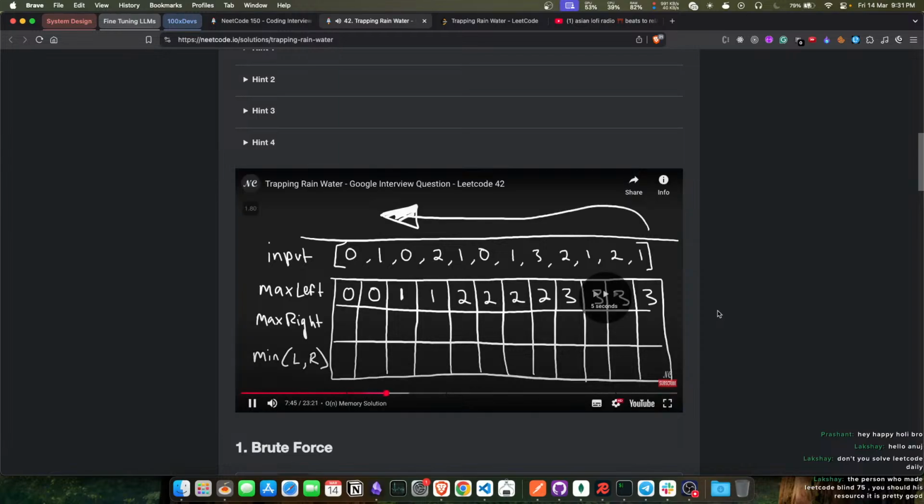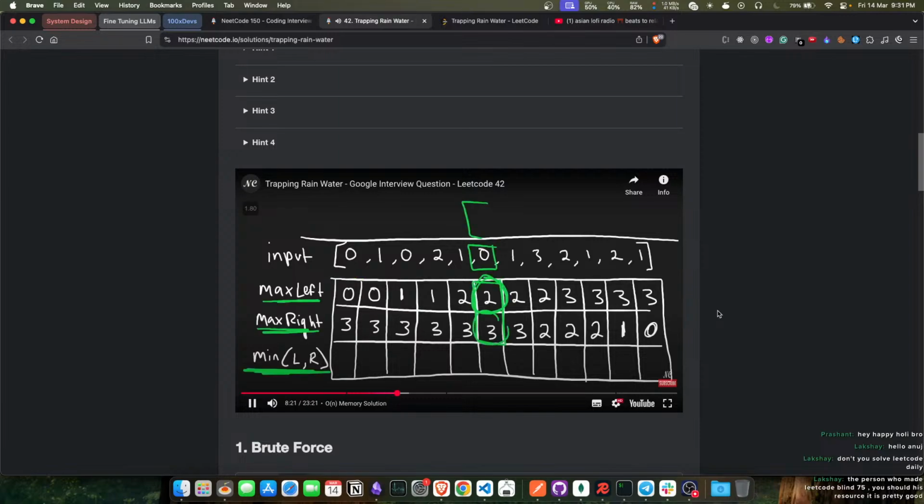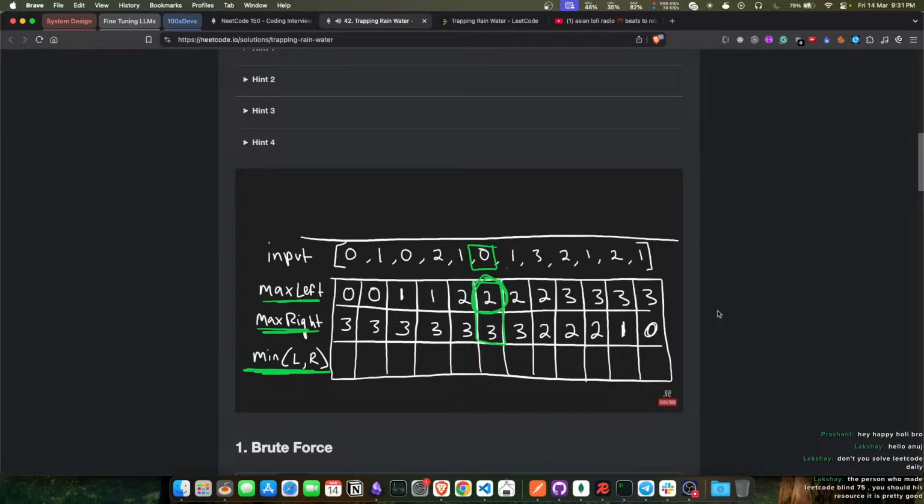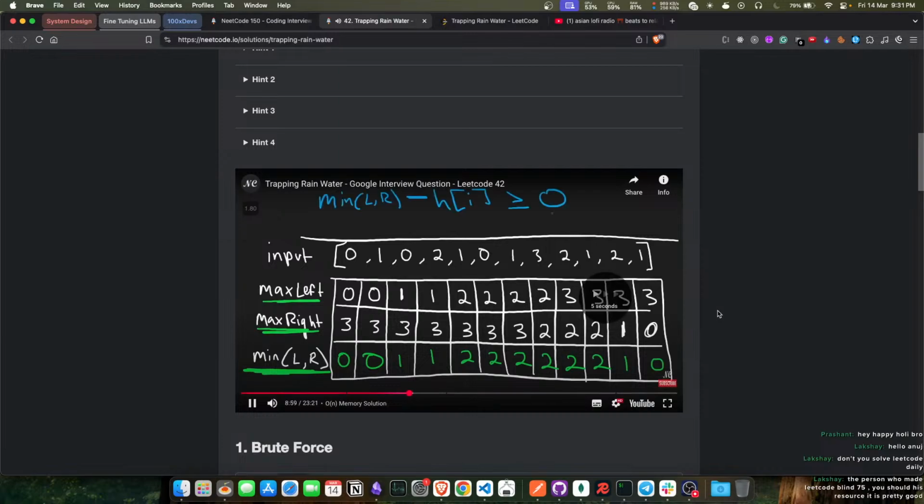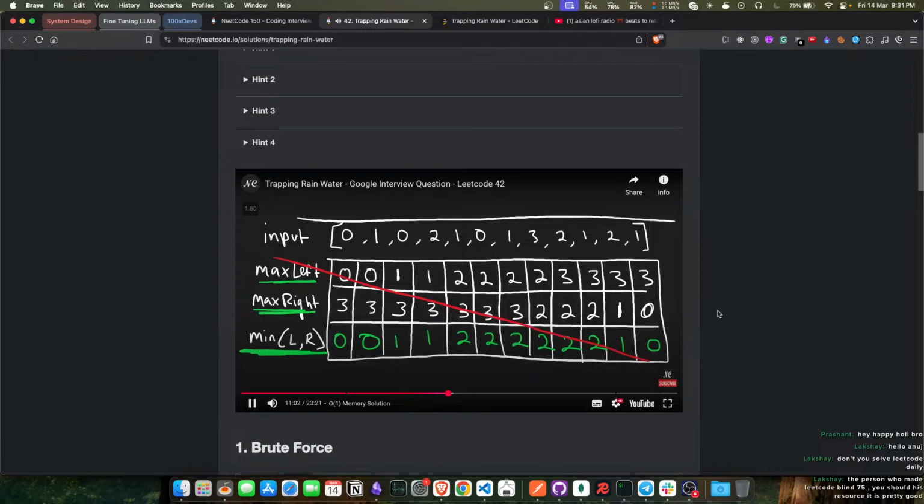So for max right, we go from right to left, right? Because the minimum is going to help us determine how much water we can trap in this position, right? And clearly we can actually find the minimum of these two arrays as well in linear time. So here the minimum is 0, minimum at position i, right? Add the 0 to the results. This is going to be this extra memory that we just allocated.